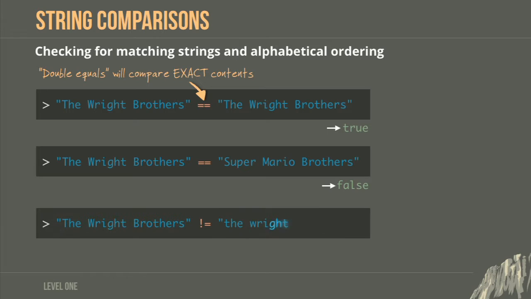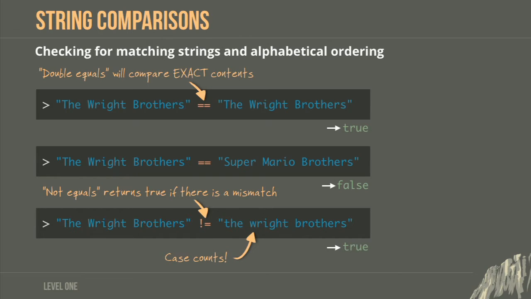Now here's a tricky one. If we see "the Wright brothers" compared with "the wright brothers" in a not equal situation, this will return a truth value. The reason is that those strings are not exactly the same, because JavaScript is case sensitive with regard to strings. So they are not equal.